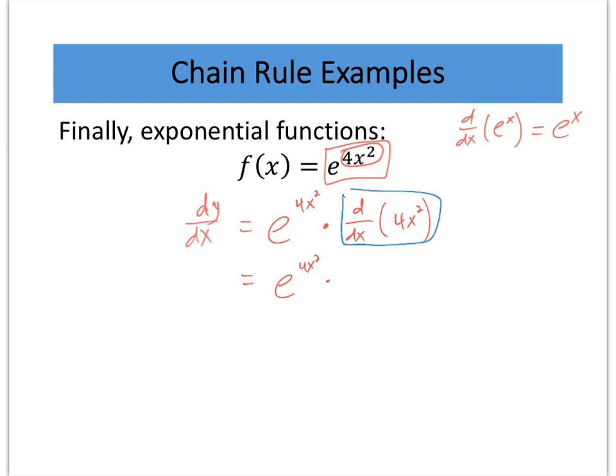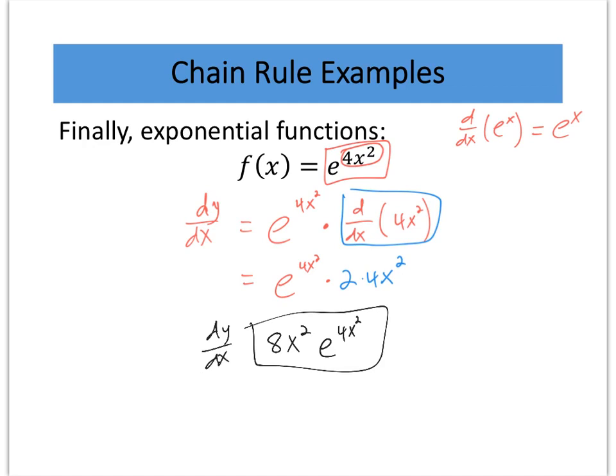The derivative of 4x squared is 2 times 4x. And then when we clean it up, it'll be done. So that's 8x times e to the 4x squared. And there's lots of little numbers all over, but that's dy dx.